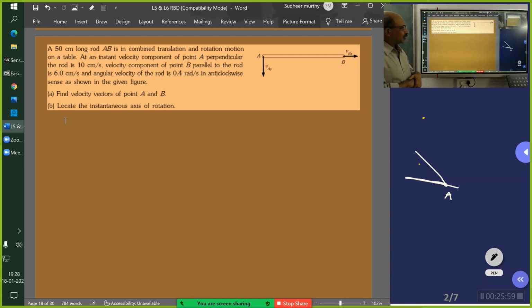And attack the problem. Find the velocity vectors of A and B. And the angular velocity they have given. It's a nice problem.